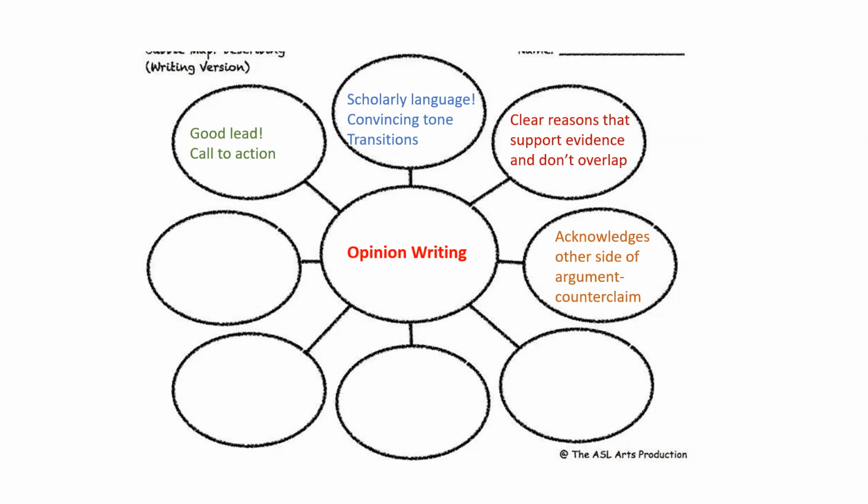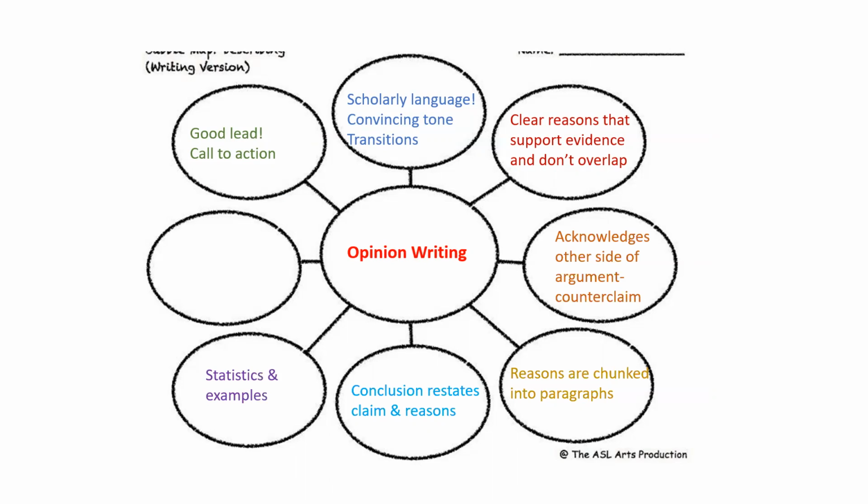Acknowledges the other side of the argument, which is a counterclaim. Both of them did that, saying, well, the other side might say this, but here's what we think. Reasons are chunked into paragraphs. All their reasons were chunked into paragraphs. Conclusion restates the claim and reasons. Both of these didn't necessarily do that, but this is what we're going to do with our opinion writing. Our conclusion is going to restate our claim, and we're going to also restate our reasons that we gave.